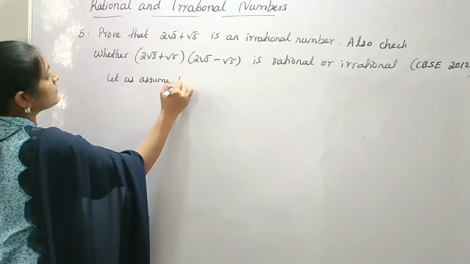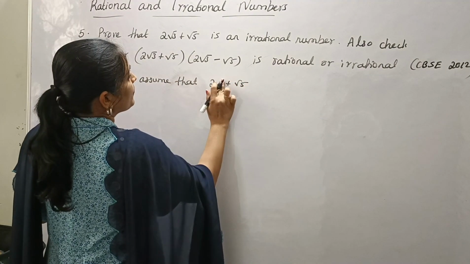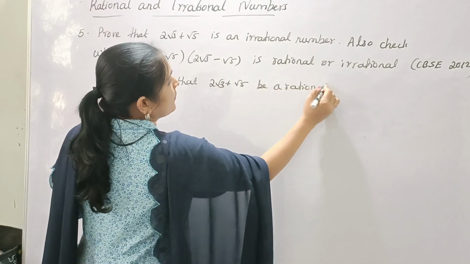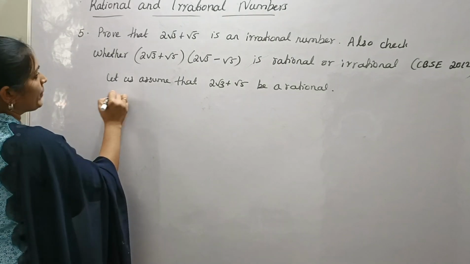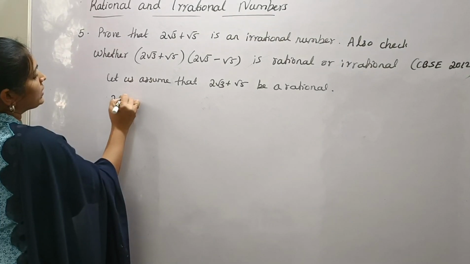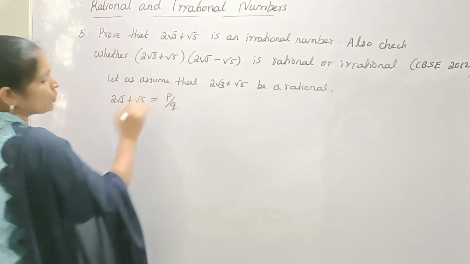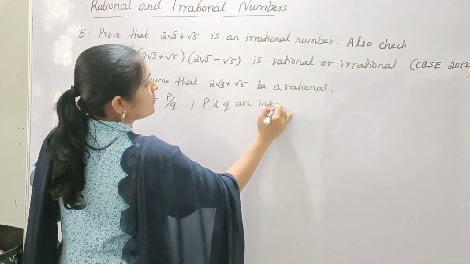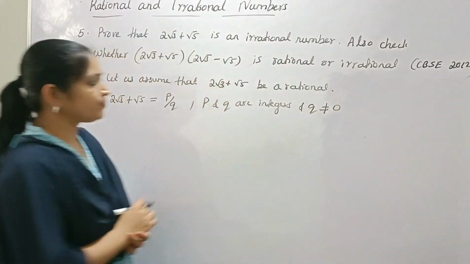So let's assume that 2 root 3 plus root 5 be rational. Therefore, 2 root 3 plus root 5 can be written in the form of p by q. 2 root 3 plus root 5 is equal to p divided by q, where p and q are integers and q not equal to 0.